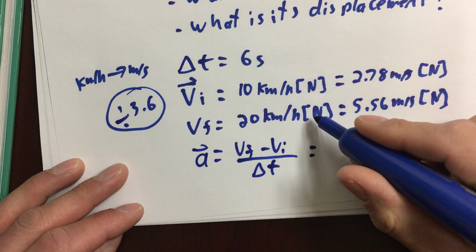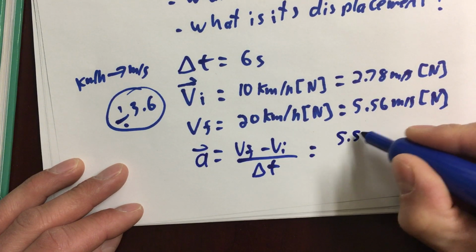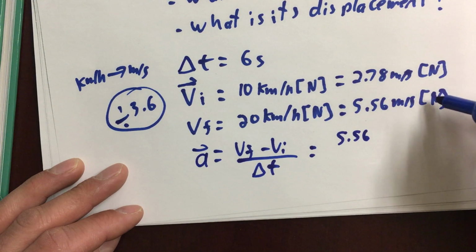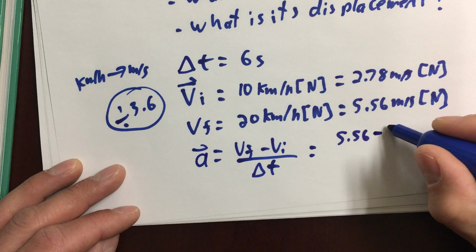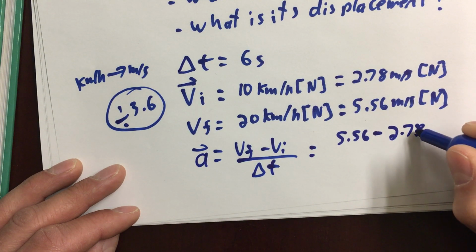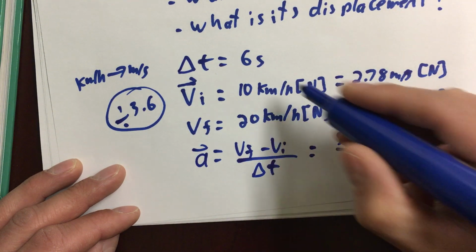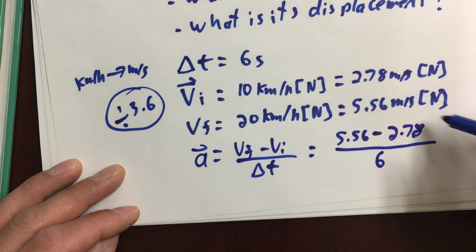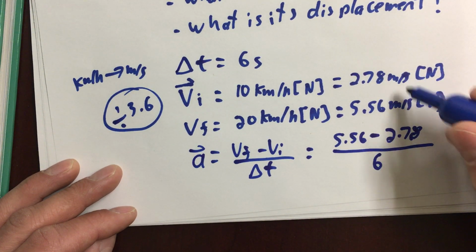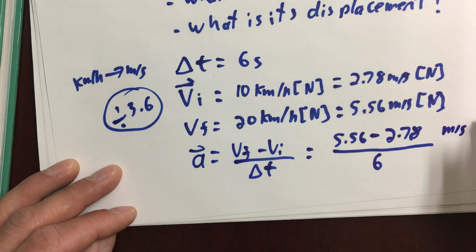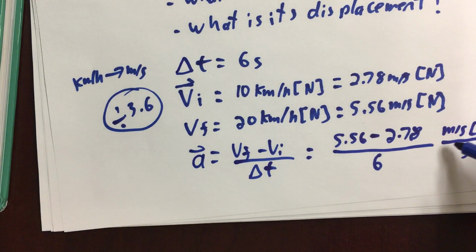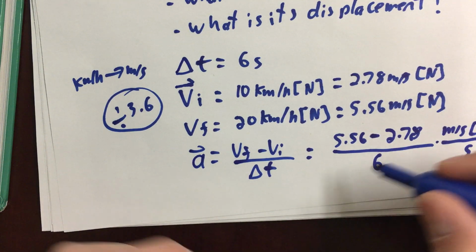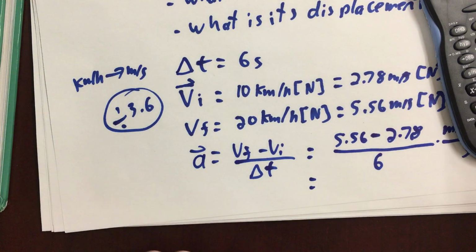So it is my final velocity, 5.56. Now, if everything's north, I'm just going to put north at the very end. 5.56 minus 2.78 divided by 6. And that's meters per second north. And I'm dividing by seconds. So I'm doing my units separately here.